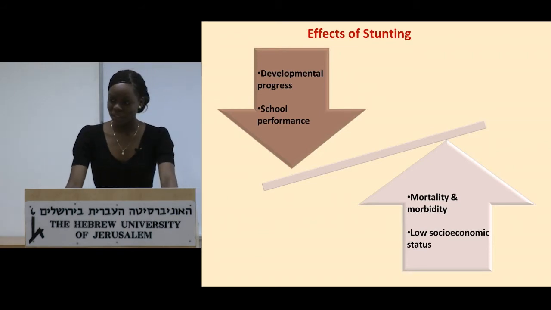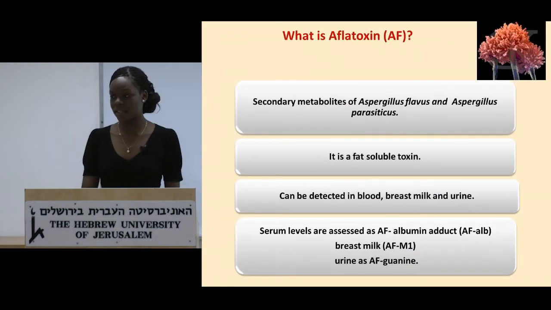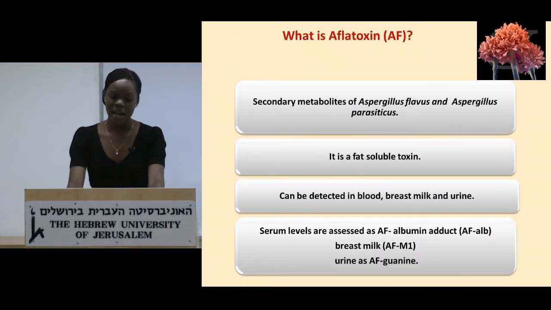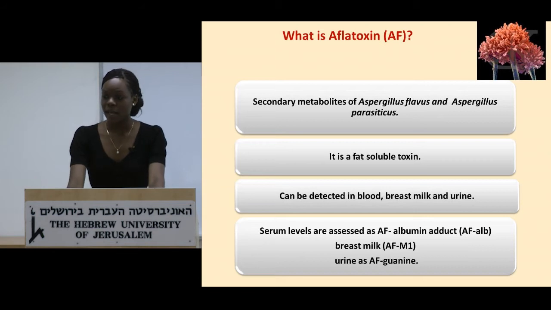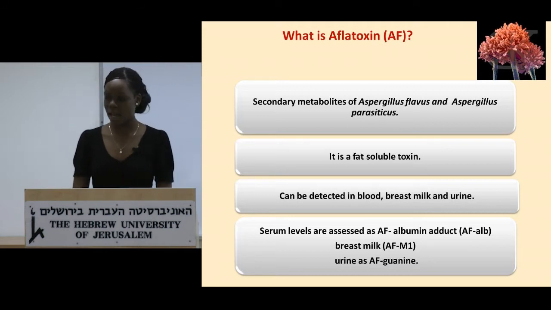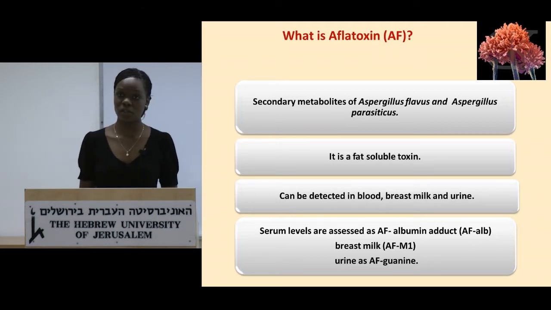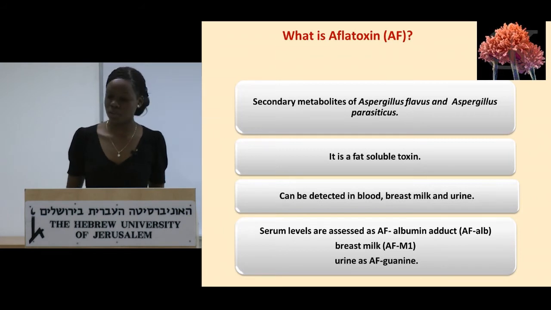What are aflatoxins? Aflatoxins are secondary metabolites of Aspergillus flavus and Aspergillus parasiticus. It's a fat-soluble toxin that can be detected in blood, breast milk, and urine. The serum levels are assessed as aflatoxin albumin adduct, and in breast milk it's aflatoxin M1, while in urine it is aflatoxin guanine. These are the chemical structures of aflatoxin B1 and aflatoxin M1.